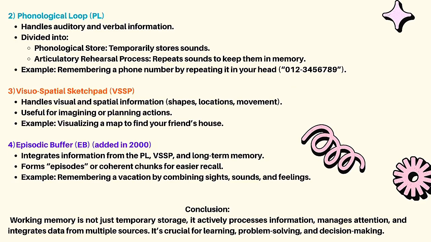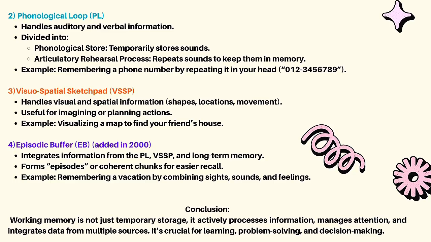The second component is the phonological loop. It can handle auditory and verbal information. It is also divided into two, which are the phonological store and the articulatory rehearsal process. The phonological store temporarily stores sounds, and the articulatory rehearsal process repeats sounds to keep them in memory. For example, remembering a phone number by repeating it in your head.